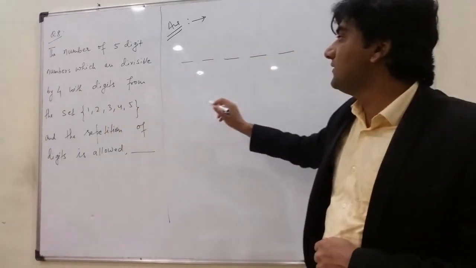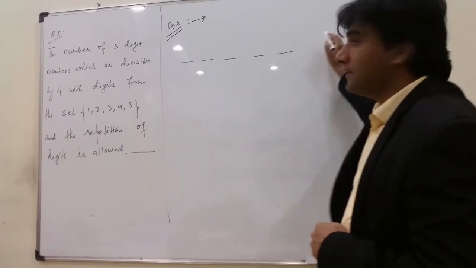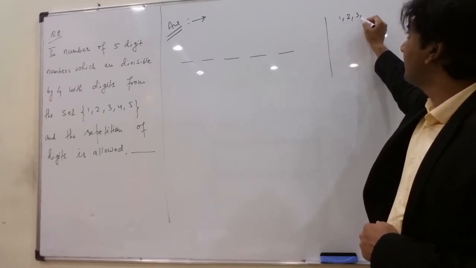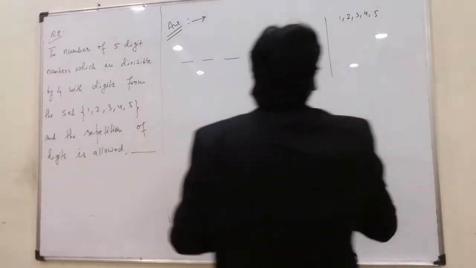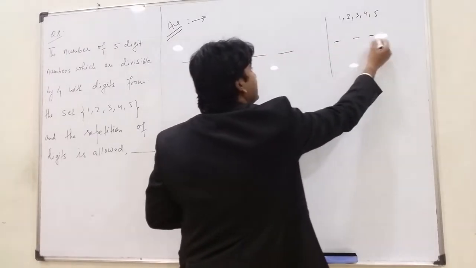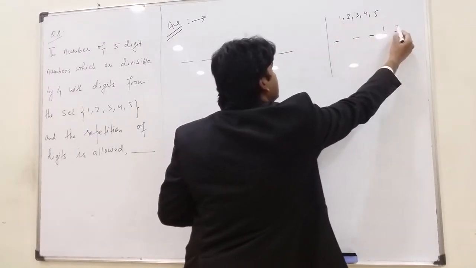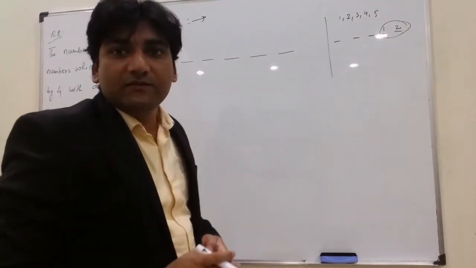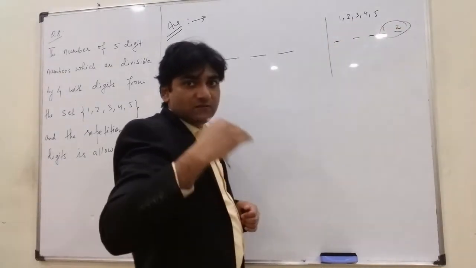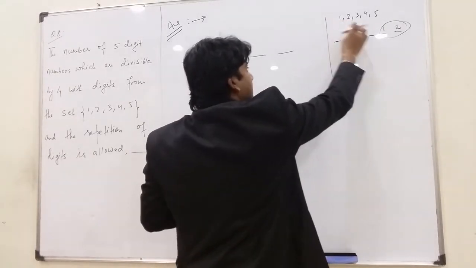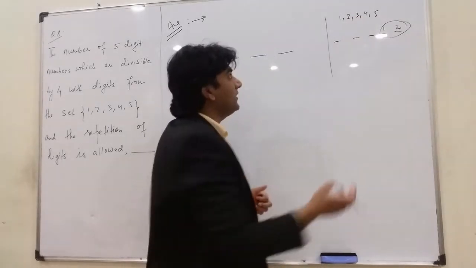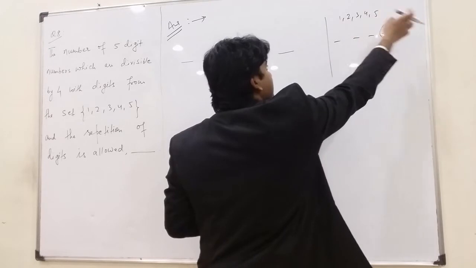For example, we have the digits 1, 2, 3, 4 and 5, and I am trying to form such numbers. If I write 1 and 2 here, it will be 12, and 12 is divisible by 4, so 12 is possible. Let us discuss one by one. If I start with 1, then 1 and 2 is valid. 13 is not divisible by 4, 14 also not, 15 also not.